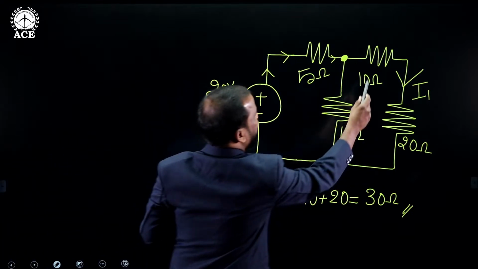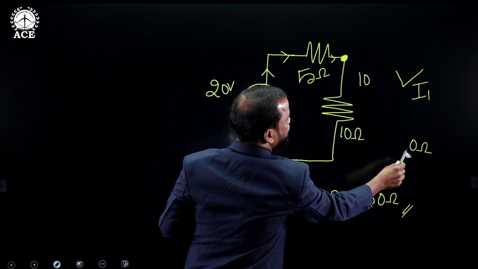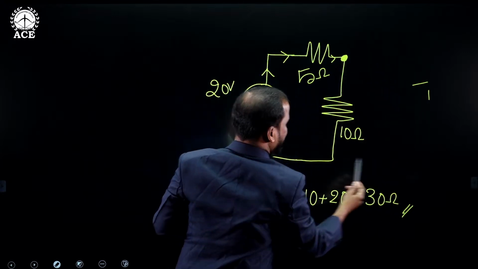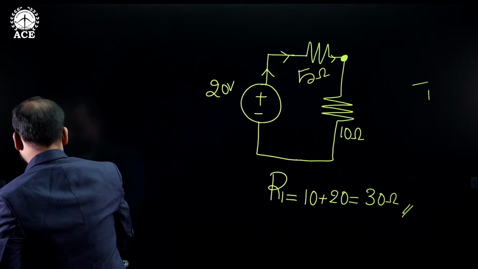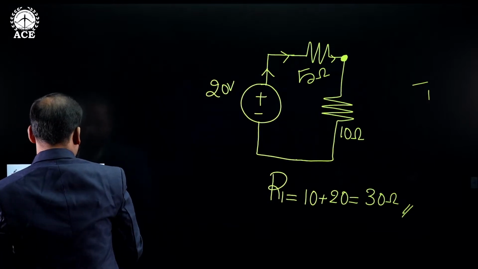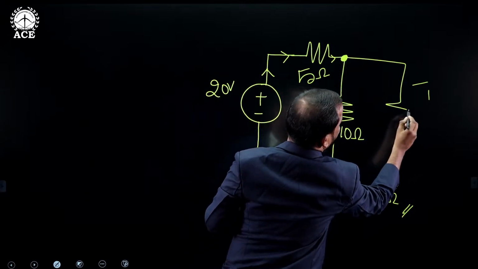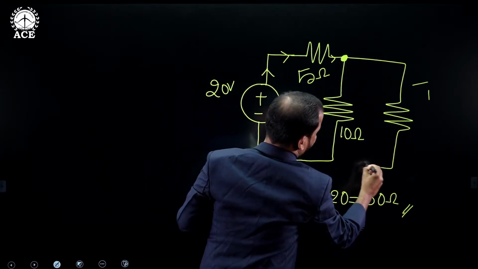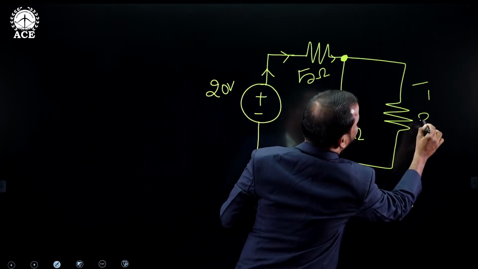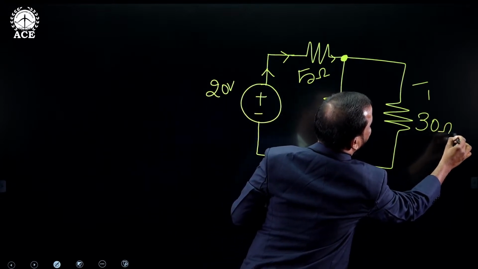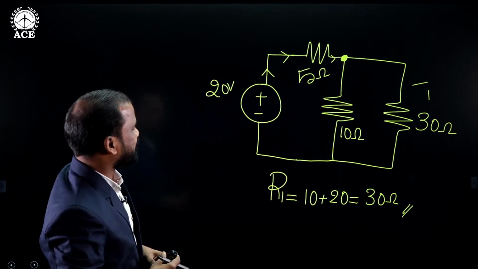Now see, I am removing the combination of these two and replacing it with the resultant of 30 instead of this particular combination. You can see I am just replacing it with the resultant value of the series combination.